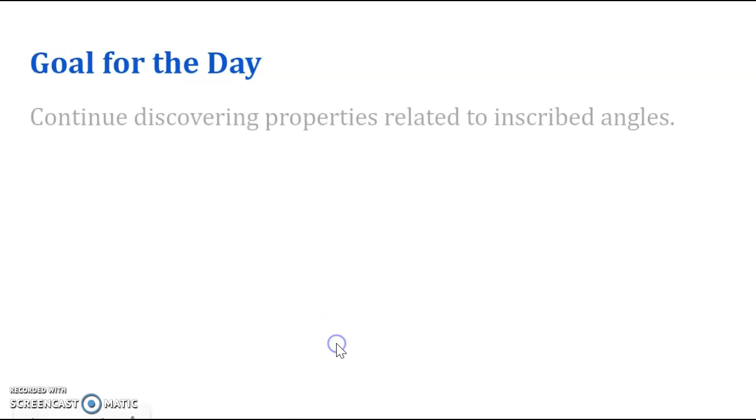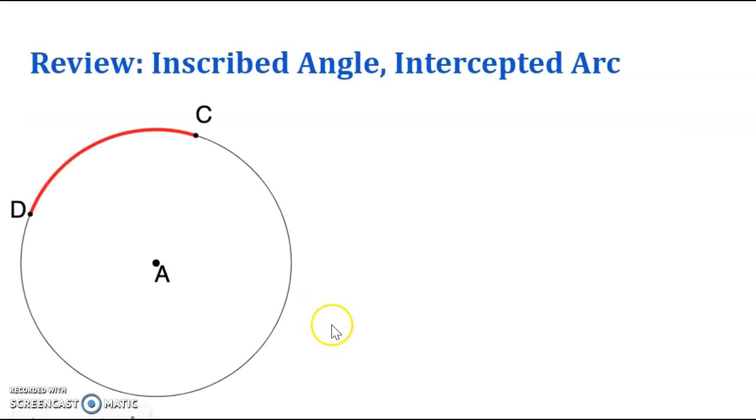Goal for the day. We are going to continue discovering properties related to inscribed angles. So let's begin by reviewing what we have learned so far. Inscribed angle, intercepted arc. If you have an inscribed angle, what is the arc here? An arc is just a portion of the circumference, so arc DC is what we have.